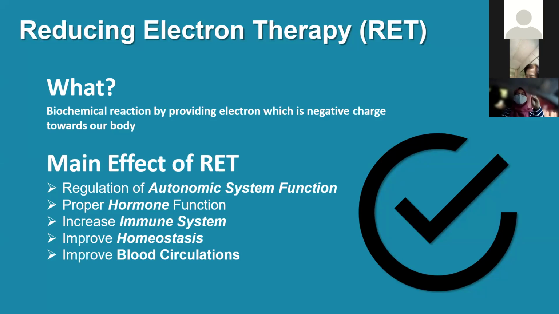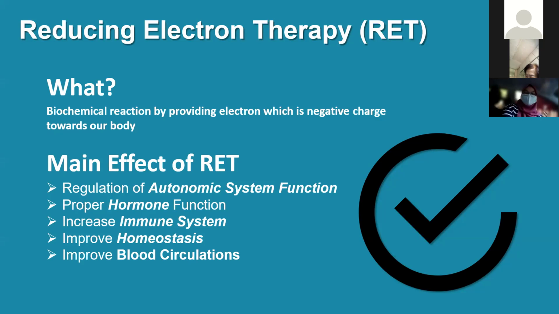We have 5 major effects, which are regulation of autonomic system function. That's when you control your heartbeat, breathing, your sleeping pattern. And second, proper hormone function, your hormones. Third, immune system will be increased. Fourth, homeostasis. Remember, homeostasis is about the cells, so it improves your cell conditions. Last one, improved blood circulation. So that after using the therapy, you can feel these 5 effects.